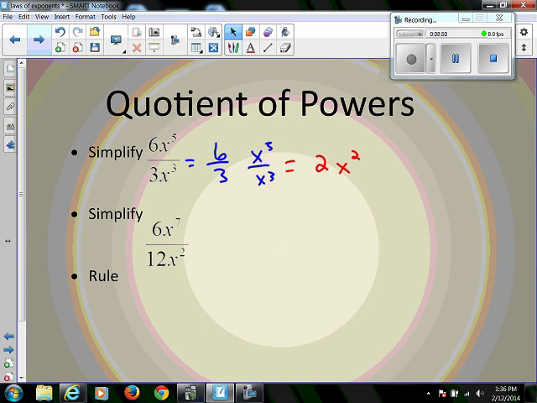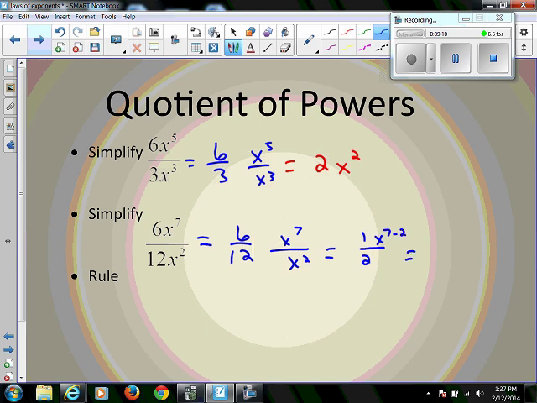Break it up. 6 divided by 12. X to the 7th divided by x squared. 6 divided by 12 is 1/2. X 7 minus 2 is 5. So I have 1x to the 5th divided by 2, or just x to the 5th divided by 2. We have a rule. We subtract our exponents, divide our coefficients. You try these two on your own using the rule.